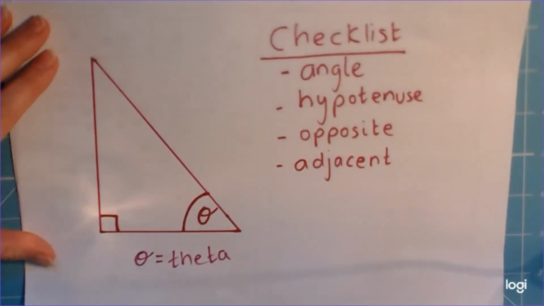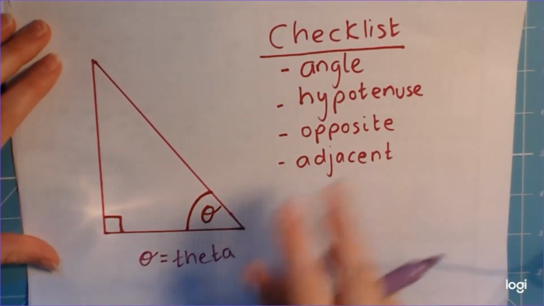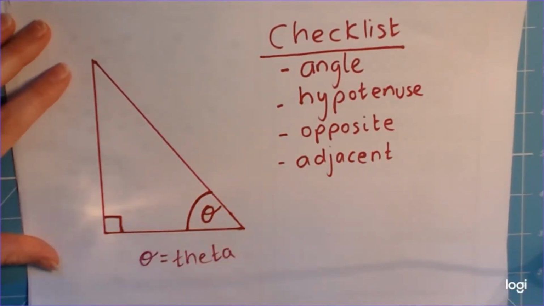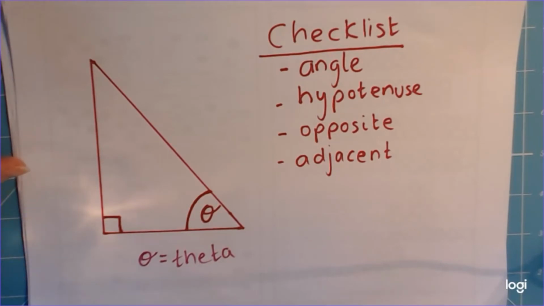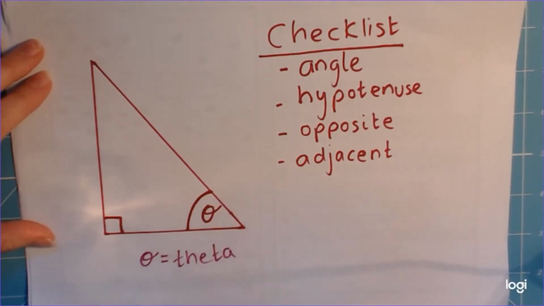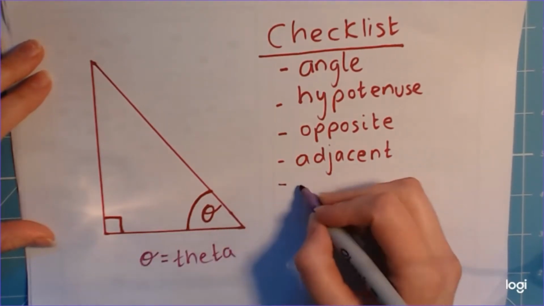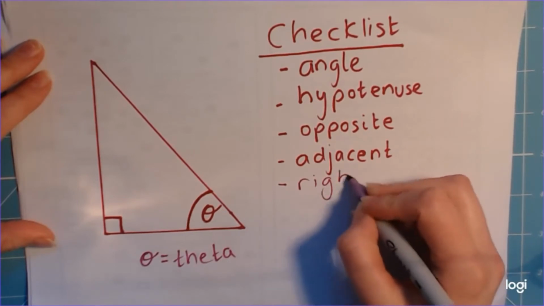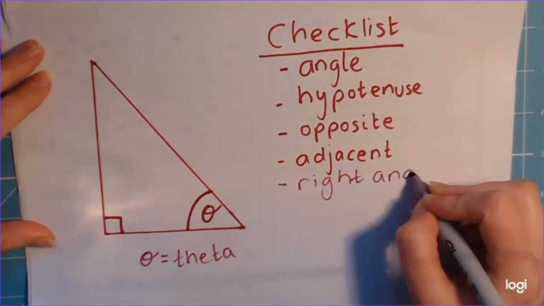Underneath here, I've got a checklist. And on my triangle, before I can do any kind of trigonometry, I have to have completed my checklist. So I have to make sure I've got an angle drawn, or an angle labelled, which is here. It's got to also have, I've not written on here, but a right angle for what we're doing right now.